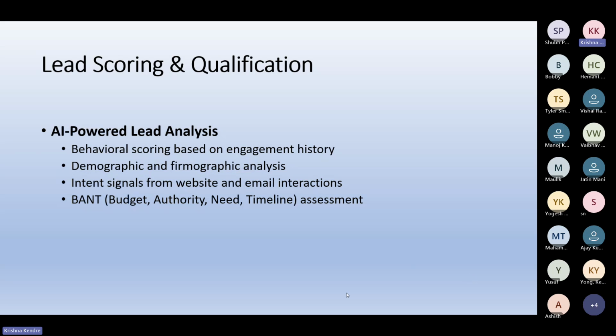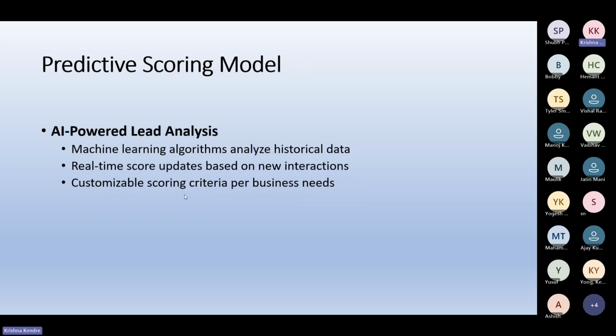lead really is. Then there is the predictive scoring model on top of this. Dynamics 365 uses a predictive scoring model powered by machine learning. It learns from past deals, analyzing which leads converted successfully and which didn't, so you can predict the future likelihood of success.